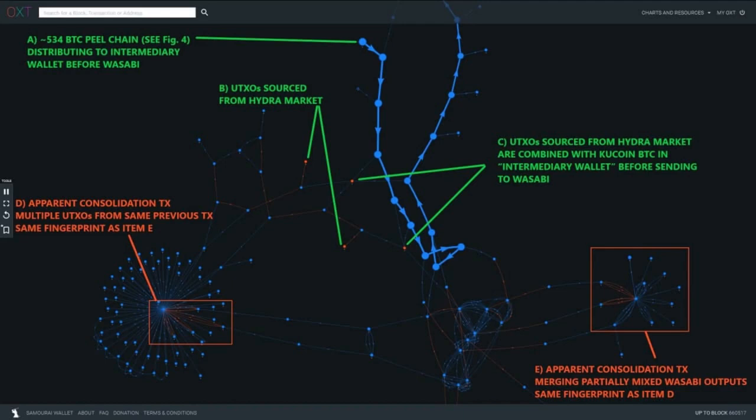What I've done in D is highlight all of the outputs with the same previous transaction hash. This is a blatant consolidation of previous UTXOs. But the question that you would ask if you saw this is something like, why would you have split those UTXOs in the first place if you're just going to recombine them later? That's a very wasteful process. It makes this larger transaction much more expensive.